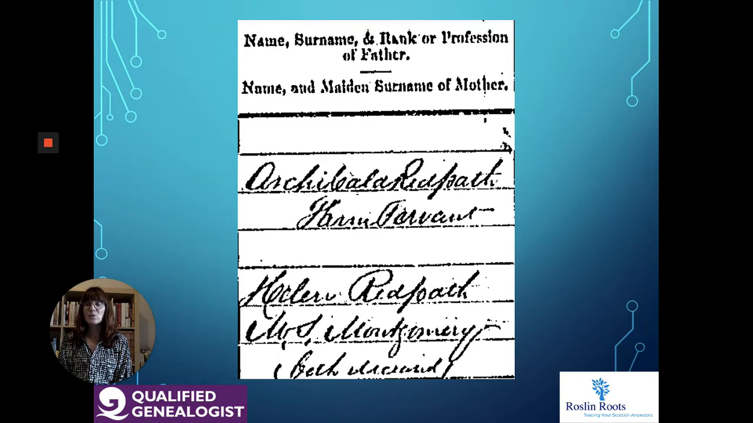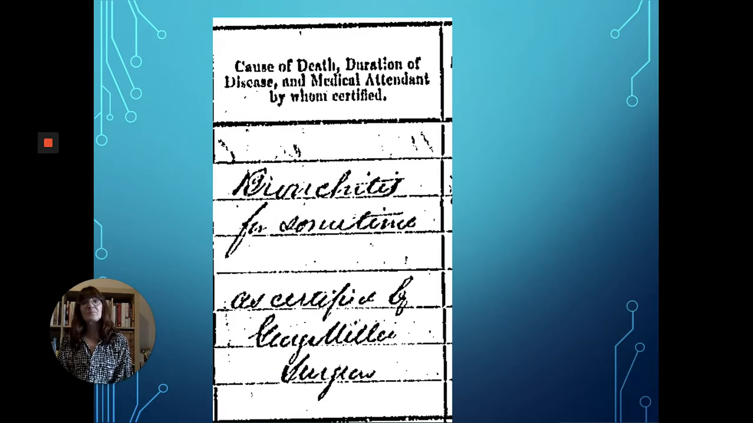Knowing whether someone was alive or dead at a certain point in time can be very helpful for corroborating other information you may have gathered from other records.